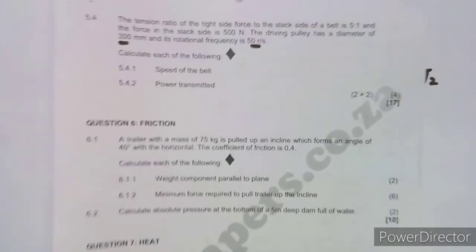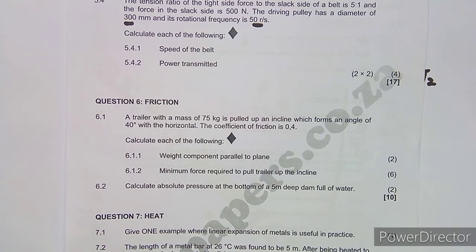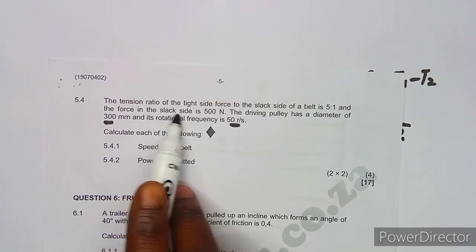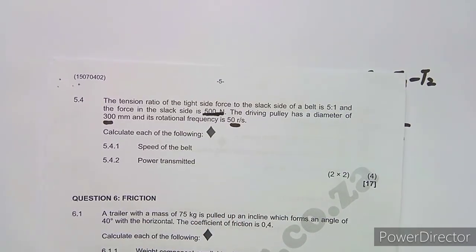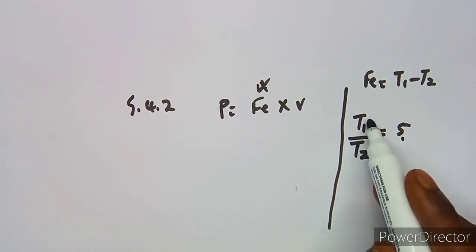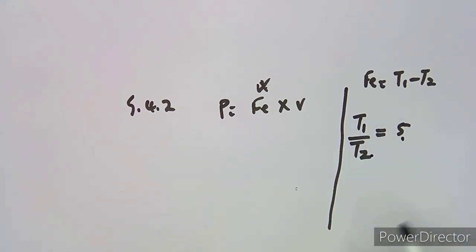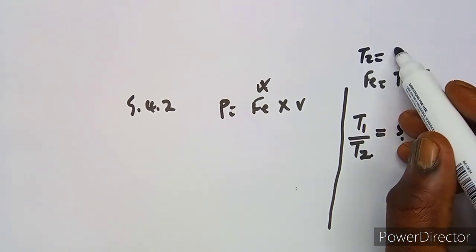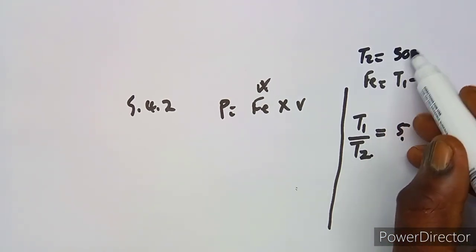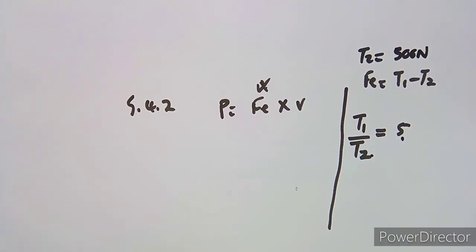And what are we given in this case? We are given the value of the slack side, which means we are given T2. Remember, T1 is the tight side and T2 is the slack side. So if T2 is equal to 500, that's 500 Newton there. What about T1? We can calculate T1 from this because we are given the value of T2.